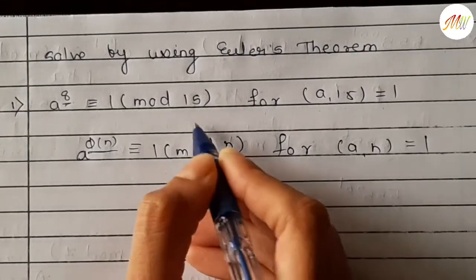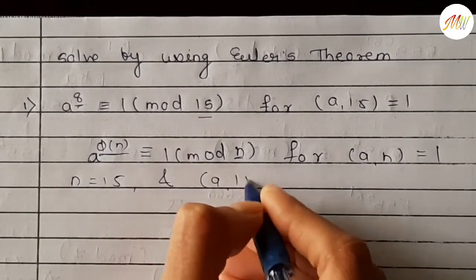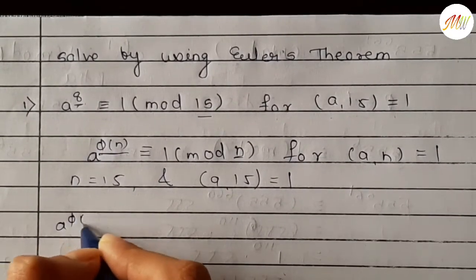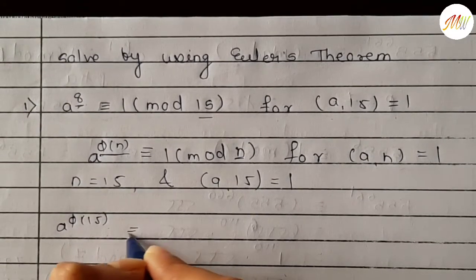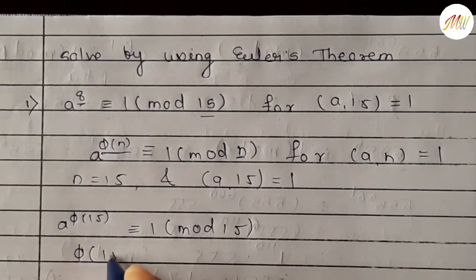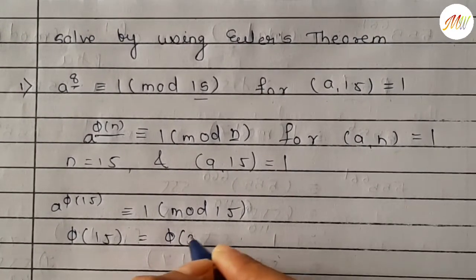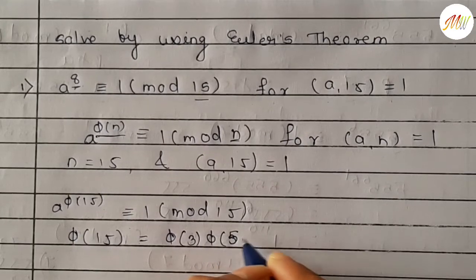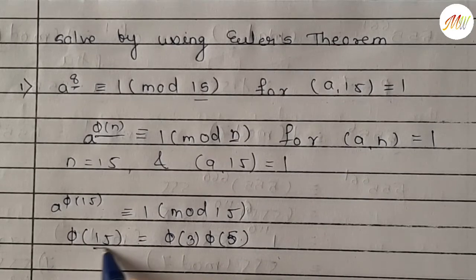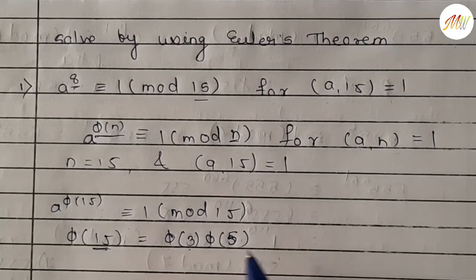Here our n is 15, so we write here n is equal to 15 and gcd of a and 15 is equal to 1. Okay, so a raised to phi of 15 is congruent to 1 mod 15. Okay, but phi 15 is written as phi of 3 into phi of 5. Okay, how we split this? We factorize 15, that is 3 into 5. That's why we write here phi 3 and phi 5.